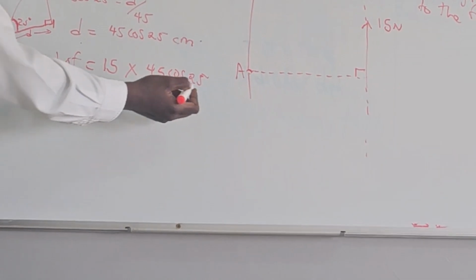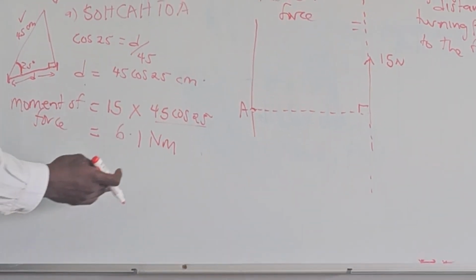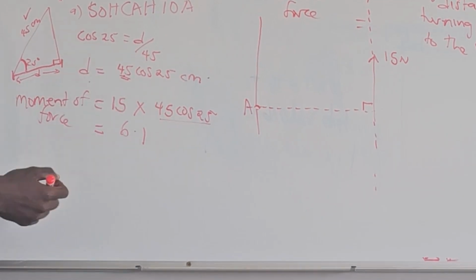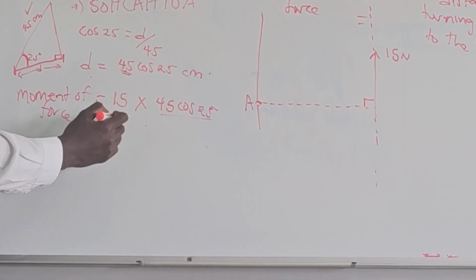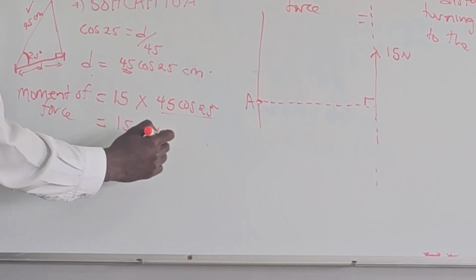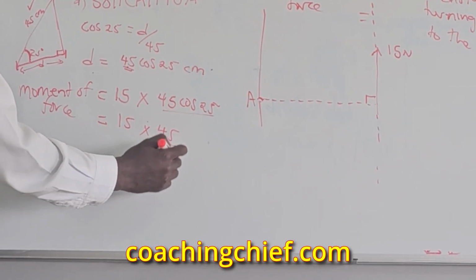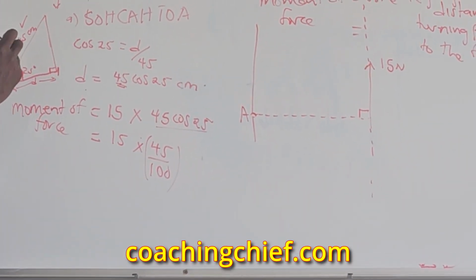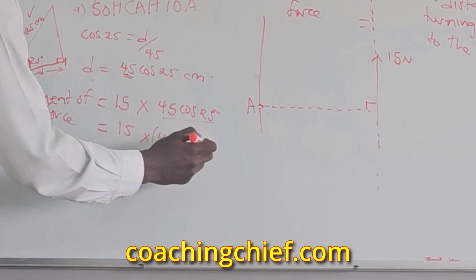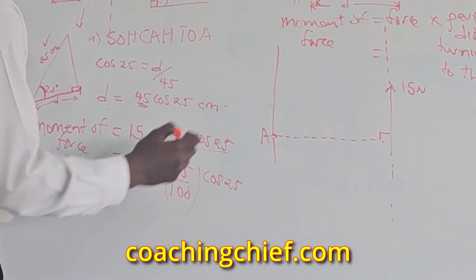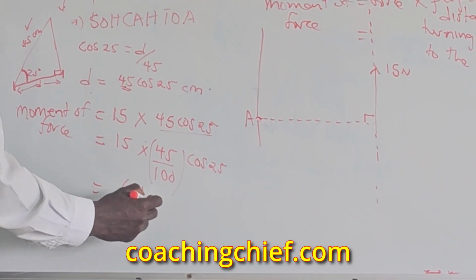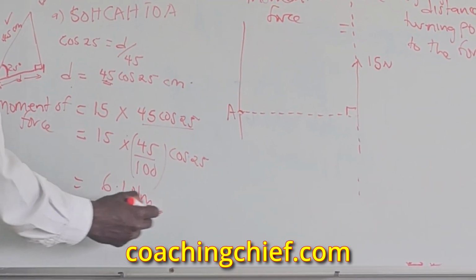Only if this distance is in meters. However, I did not convert this centimeters to meters. So I can convert it from this point, 45 over 100, to make this go into meters, then cos 25. So what I have here is 6.1 Newton meters.